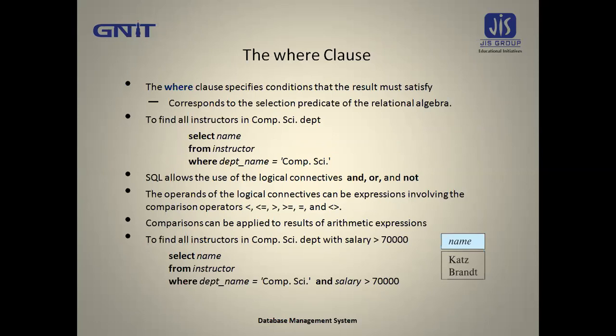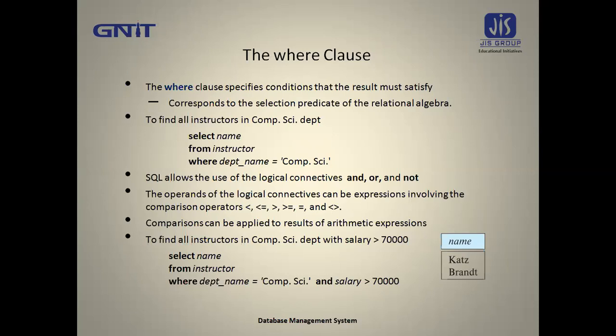So after the select clause, we will move towards the where clause. The where clause specifies conditions that the result must satisfy. So this where clause is used for putting filters to the results that the select clause fetches. Inside the where clause, we will write the selection predicate of the relational algebra.